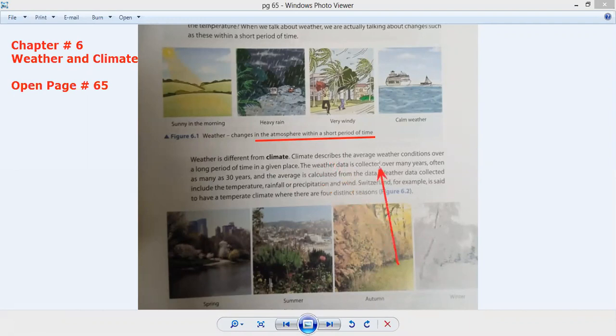The weather data is collected over many years. There are many research agencies which research the weather, often as long as 30 years. Some research less than that and some more. And the average is calculated from the data. So they are finding it out from the data. It's simple. As I told you, for example, in Antarctica, what is the weather condition?